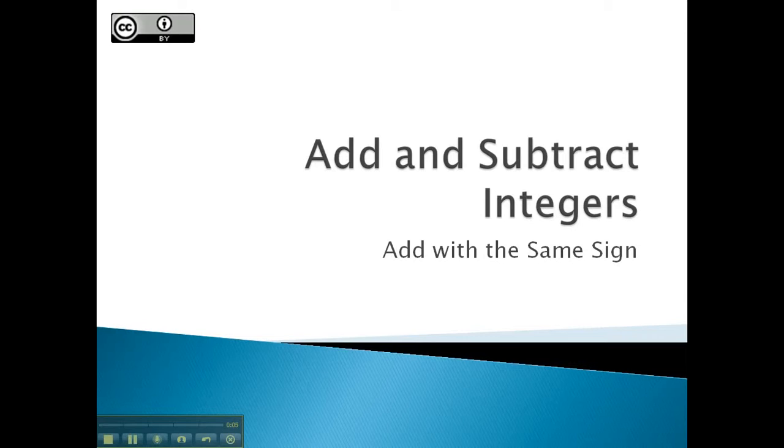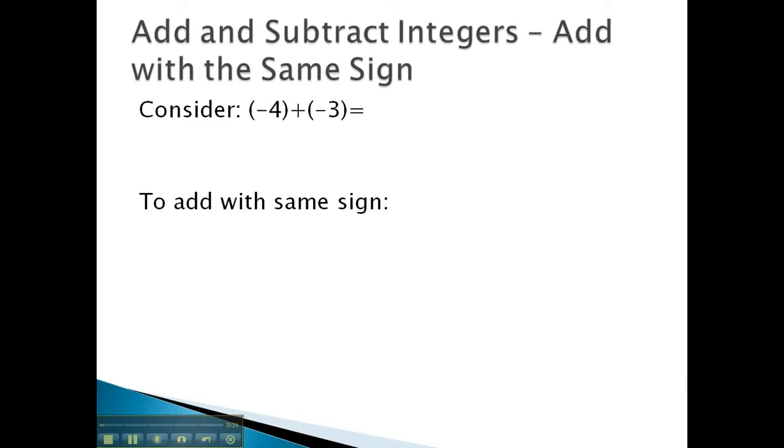add integers, specifically, with the same sign. In other words, both numbers are going to be negative. It also works if both numbers are positive, but we've seen that before, and it's not nearly as interesting. To set this up, we're going to consider -4 plus -3.